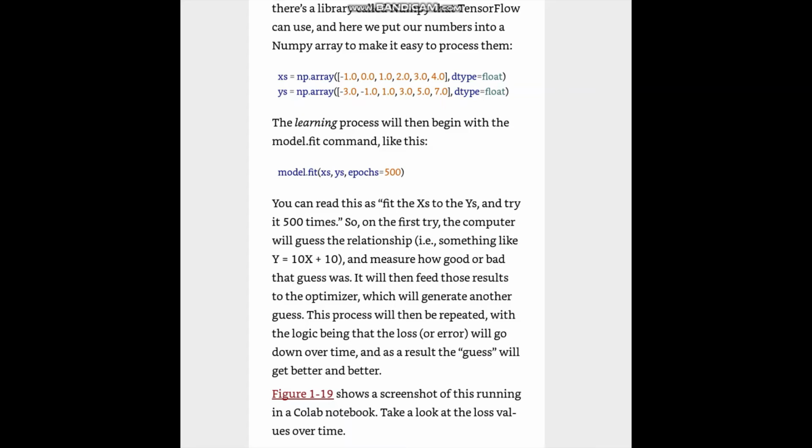It will then feed those results to the optimizer, which will generate another guess. This process will then be repeated, with the logic being that the loss will go down over time, and as a result the guess will get better and better.